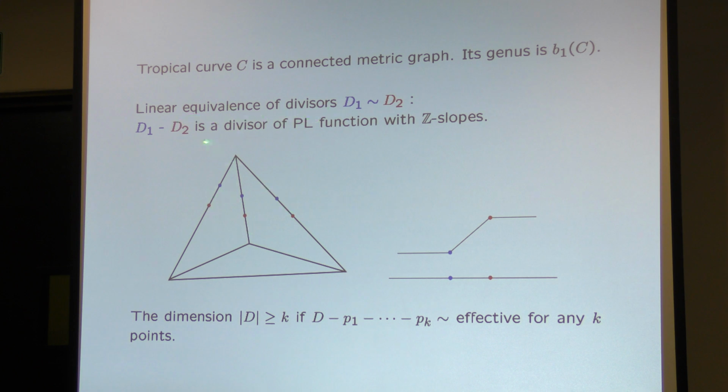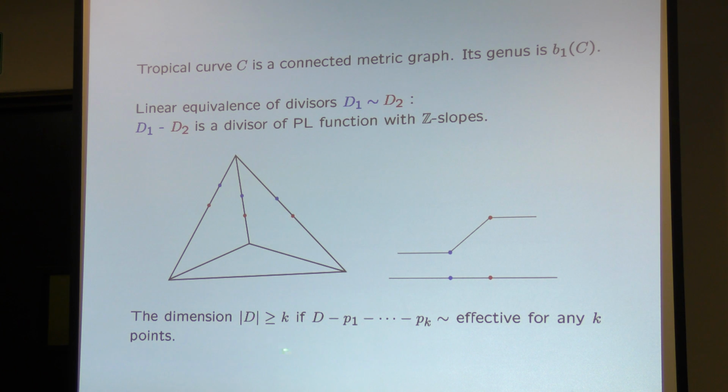When we say 2 divisors are linearly equivalent, it means the difference is a divisor of a meromorphic function, which in our case looks like this. It's a piecewise linear function with integral slopes. So this is the zero of it, and this is the pole. Geometrically, what you do is move all these 3 points the same distance, and then it becomes these red points. So you can clearly see that the red minus the blue is a divisor of this kind of function.